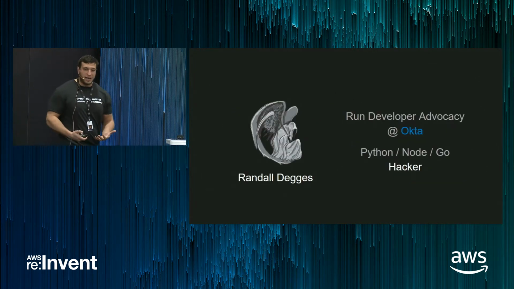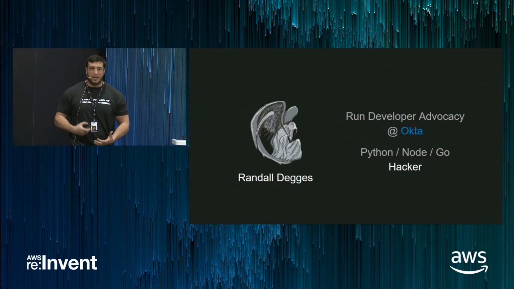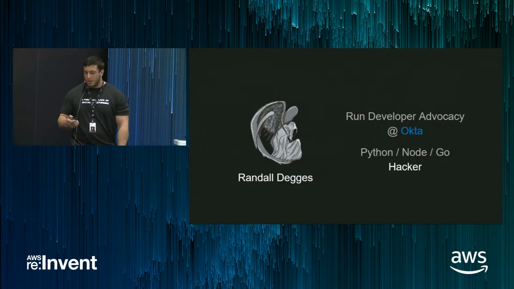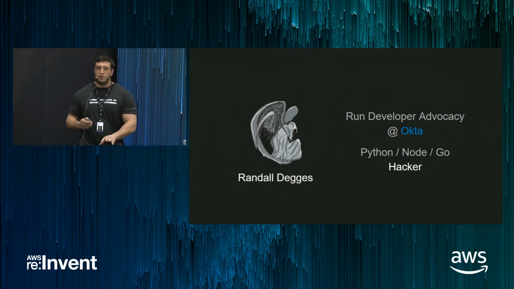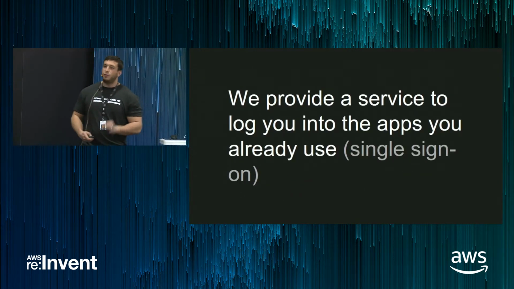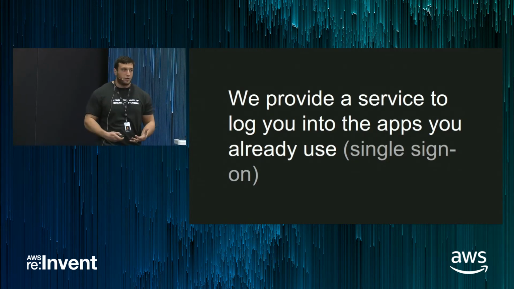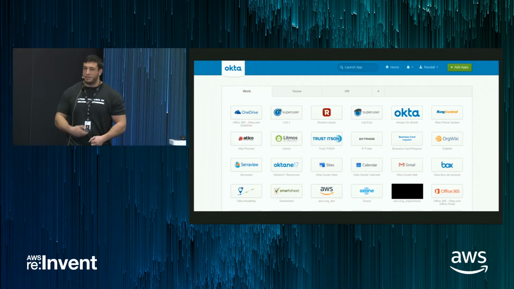So my name is Randall Degges. I run developer advocacy here at Okta. I'm a Python, Node, and Go developer, and my specialization is web security. So Okta provides two services, essentially. The first is a dashboard service that makes it really easy for employees in your company to log into all the services that they use every single day. It looks something like this.